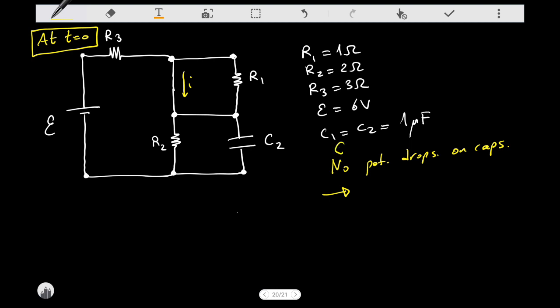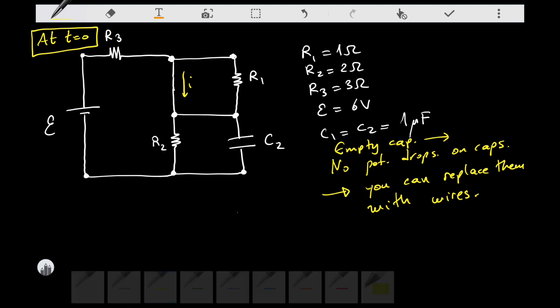So let me write it down like this: empty capacitors imply no potential drops on the capacitor, which implies that you can replace them with wires with zero resistance, so that there won't be any potential drop on the wire, and still the wire allows the current to pass. Right, that's the essential idea in here.